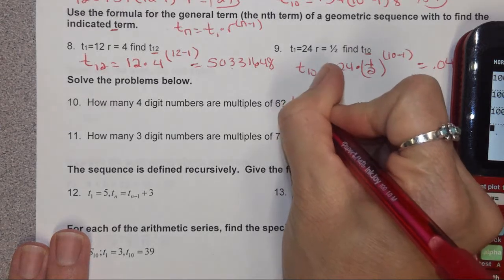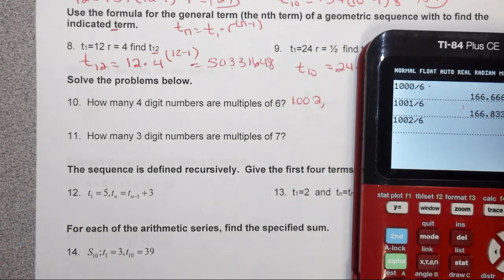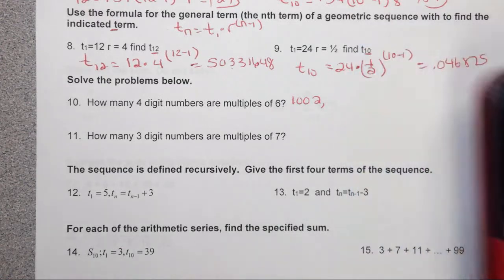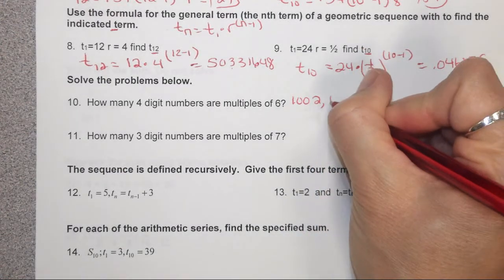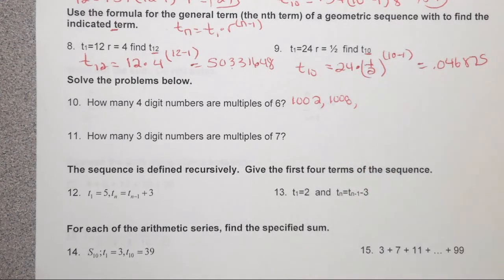So the first 4-digit number I can divide by 6 is 1,002. So I'm going to go ahead and start my sequence. Okay. Now I'm going to go find the next 4-digit number. I just have to add 6, so that should be 1,008. I go add 6 again.